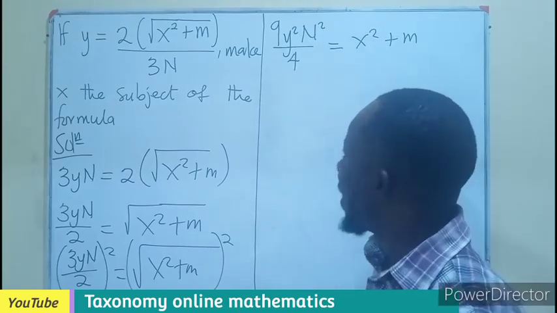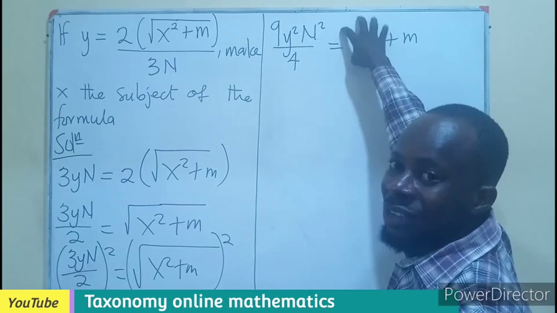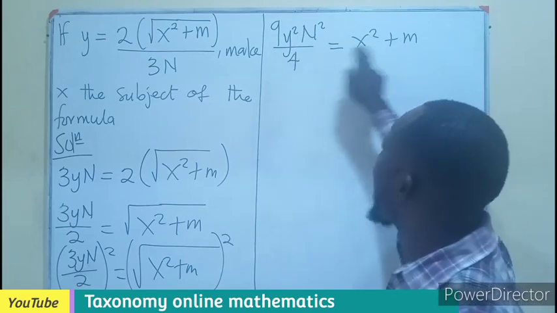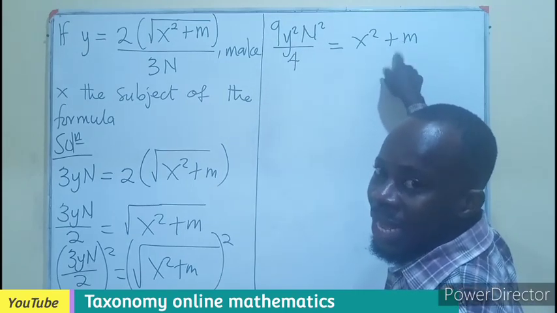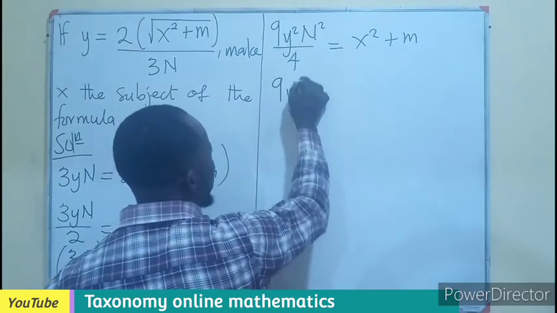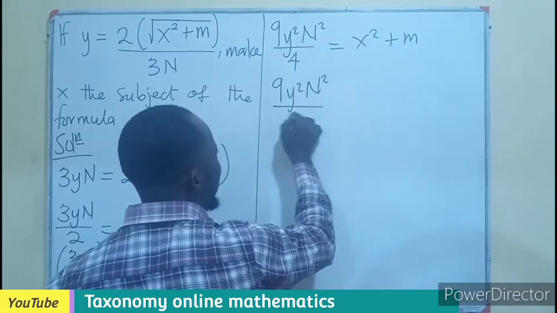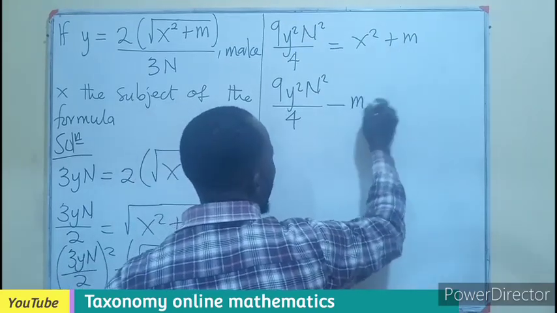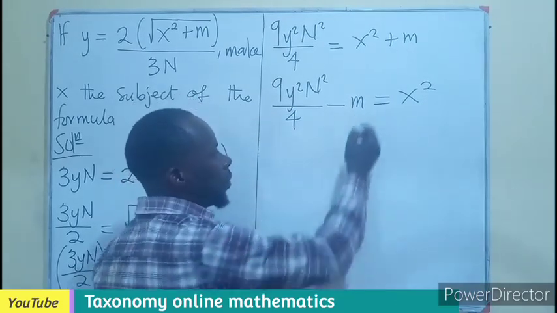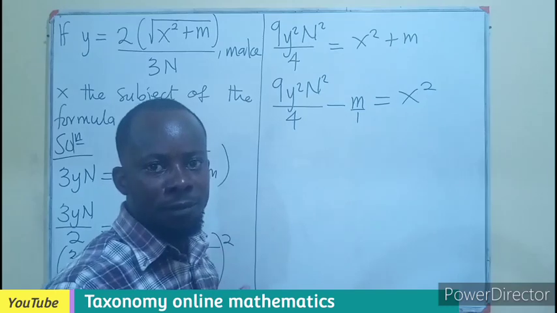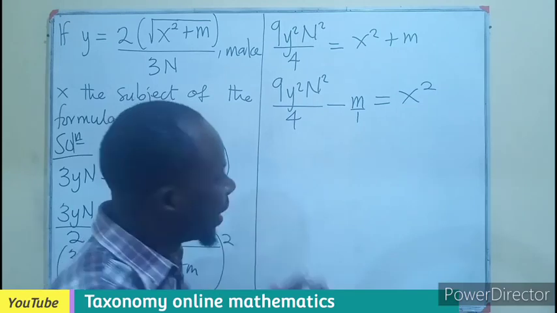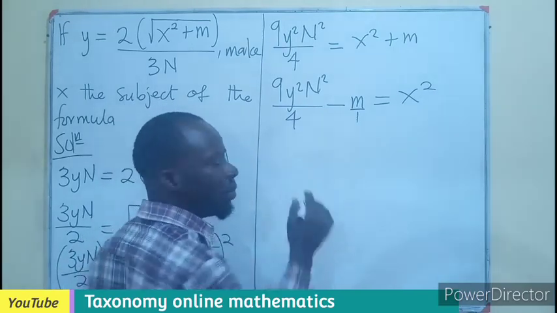m. We can see now we are having the x squared being free. So we need to take away the m by subtracting m from both sides. Since this is plus, the only way I can eliminate that is what? By subtraction. So that becomes 9y squared n squared over 4 minus m equals x squared. But I can see that the m could also have a denominator of 1. So we need to find the LCM to make that become a single fraction. And our LCM will stay with 4.